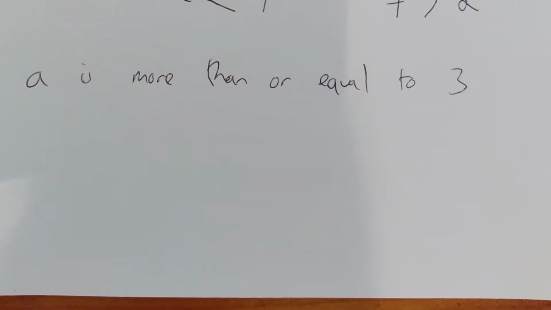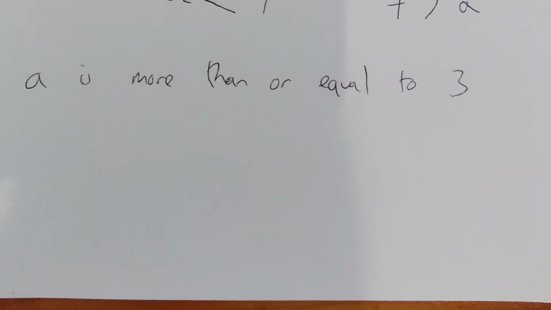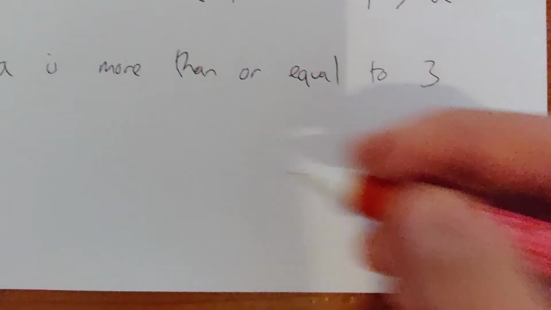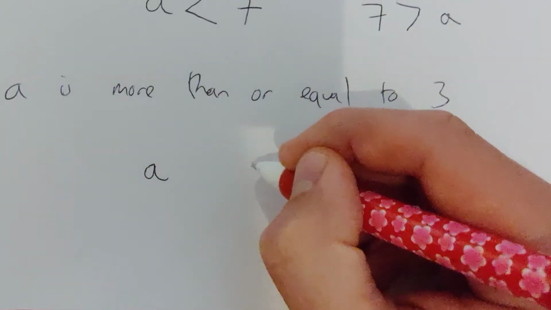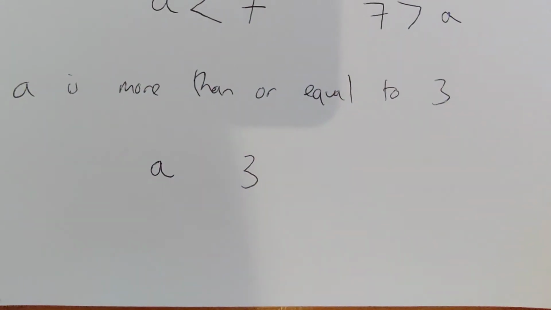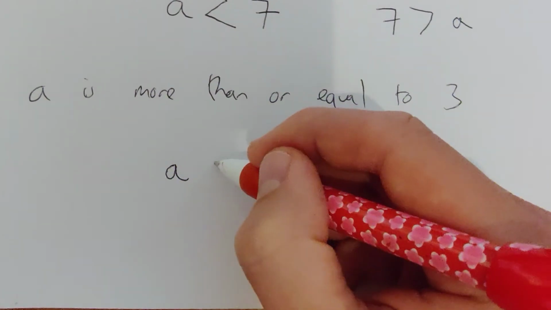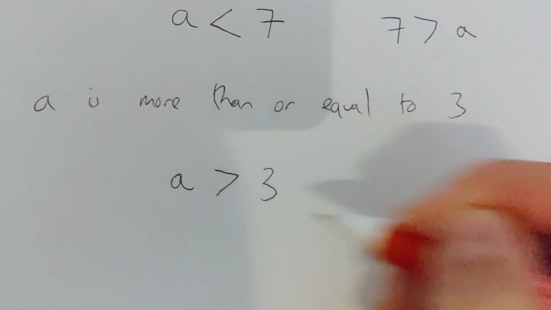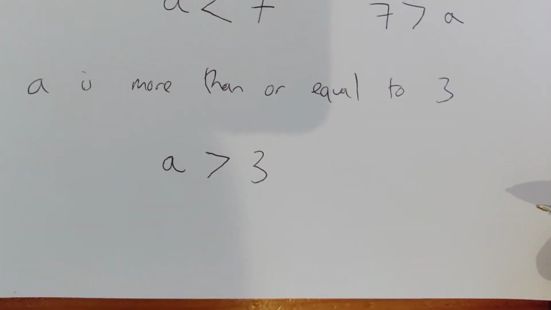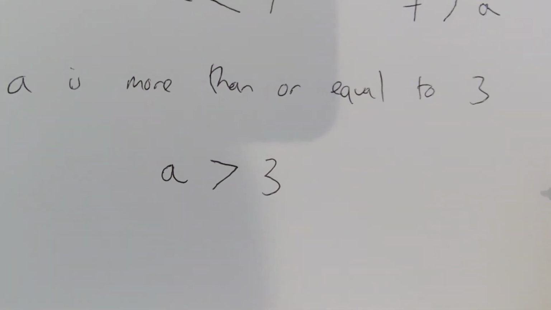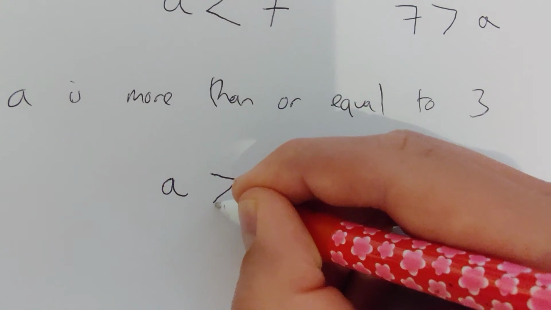This one says A is more than or equal to 3. A is more than, but it could also be equal to 3. So I'm still going to have an A and a 3. If A is more, well, the crocodile eats the thing that's more, so the crocodile's going to eat the A. But also, I need to show that it could be equal to, it could be more than, or it could be equal to. So what we do is we just give our crocodile a little double chin like this.